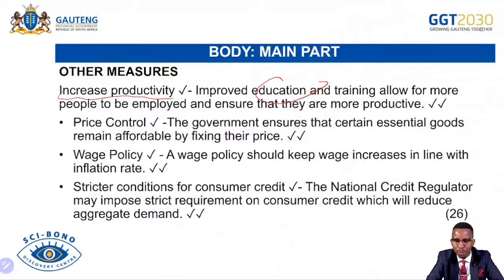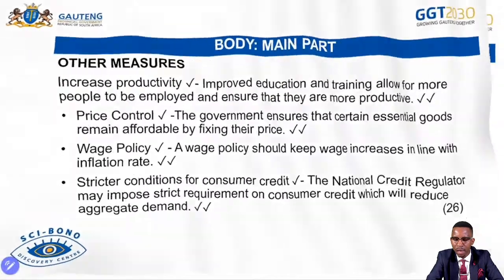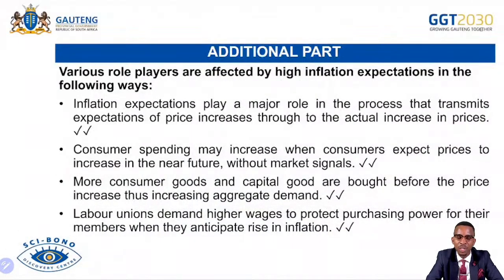Wage policy. A wage policy should keep wage increases in line with the inflation rate. Stricter conditions for consumer credit. The National Credit Regulator may impose strict requirements on consumer credit, which will reduce aggregate demand. That takes us to 26 marks, and then we look for 10 marks.